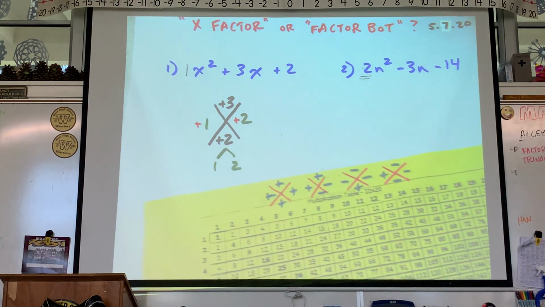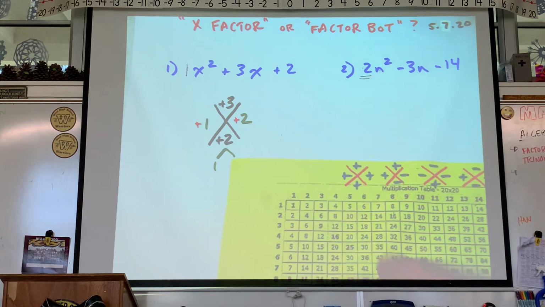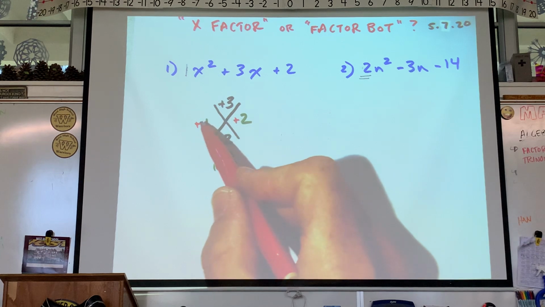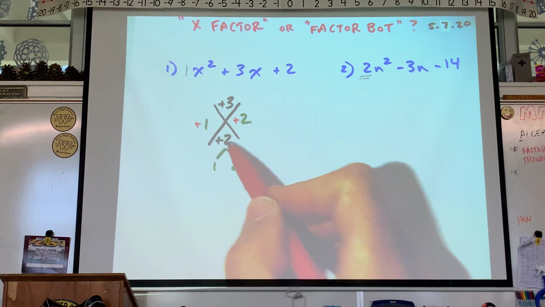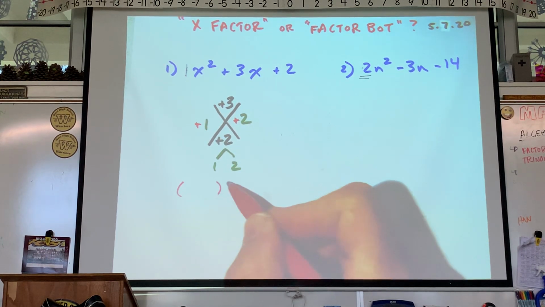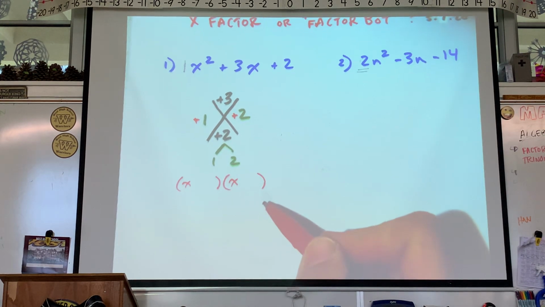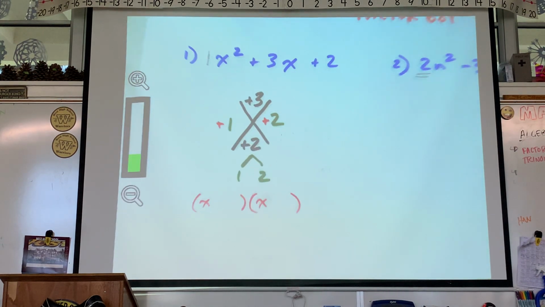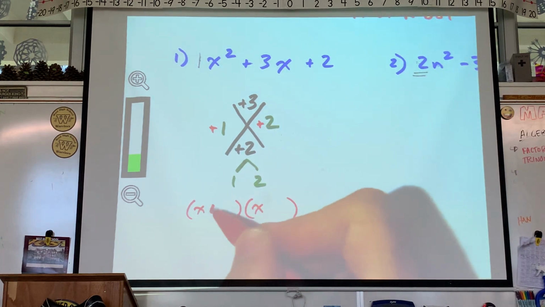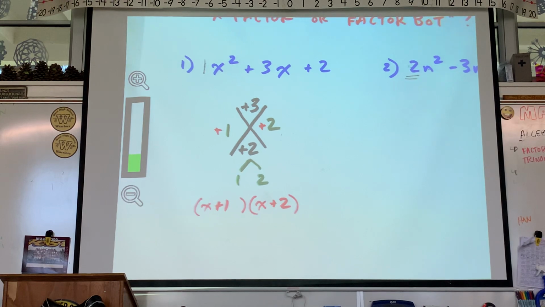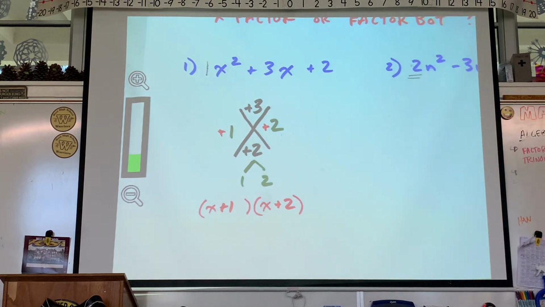Remember the old cheat code right there? I've got a plus and a plus, so the sides are going to be plus and plus. Therefore, 2 plus 1 is 3, and 2 times 1 is positive 2. Let's make our parentheses. The variable was x. Let's put the plus 1 and plus 2 right there. Okay? There's the old x factor.